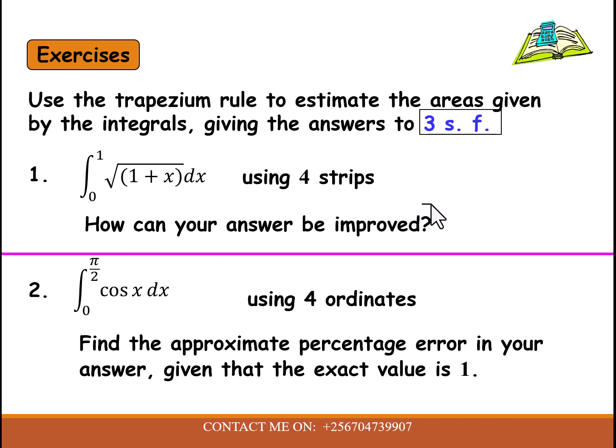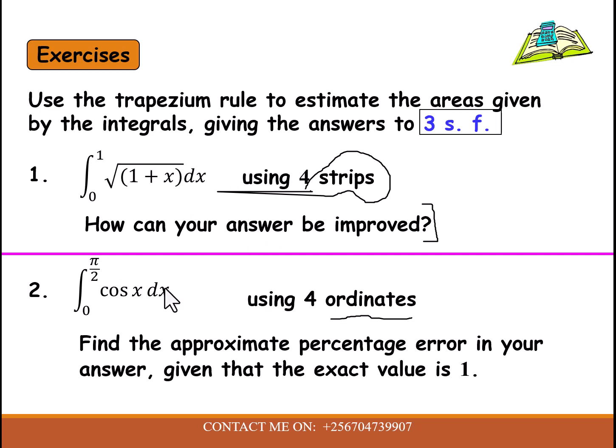One thing I must tell you about this is, when they ask you this question, how can your answer be improved? You must say by increasing the number of strips, because the question is talking about strips. When the question talks about ordinates like this one, and they ask you how you can improve your answer, then you have to say by increasing the number of ordinates. That's all. So you'll try out these questions.